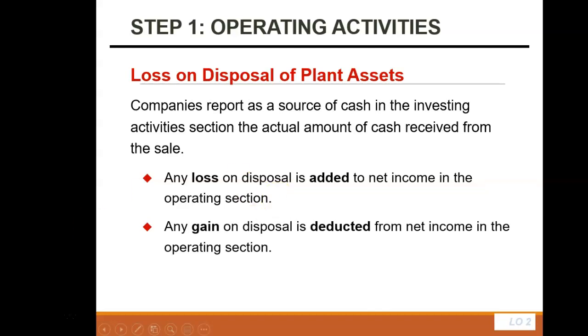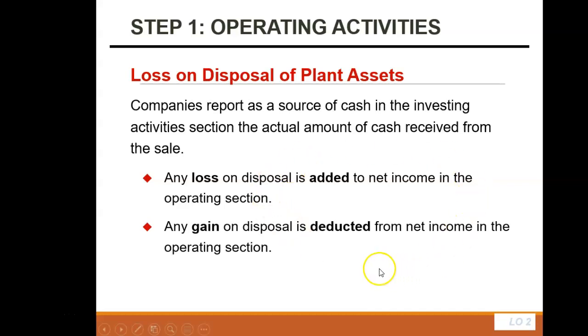On the flip side, if there's a gain on disposal, that means that an asset was sold for a price higher than its book value. So in this situation, that gain doesn't mean there's a cash gain because of that. It just means that, again, the book value was less than the actual asset selling price. So if we have a gain on disposal, it's deducted from your accrual-based net income to calculate your cash-based net income.